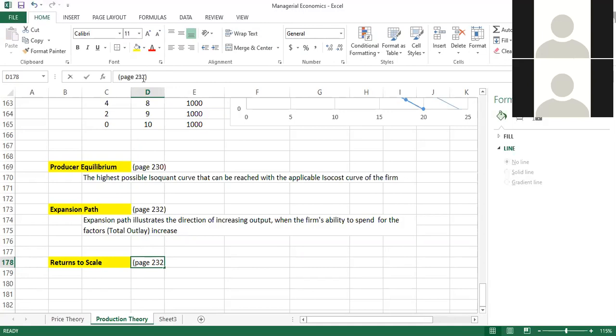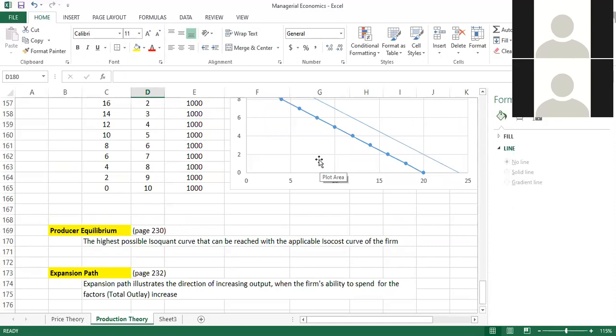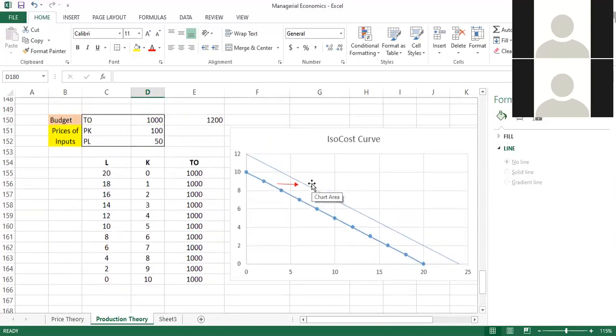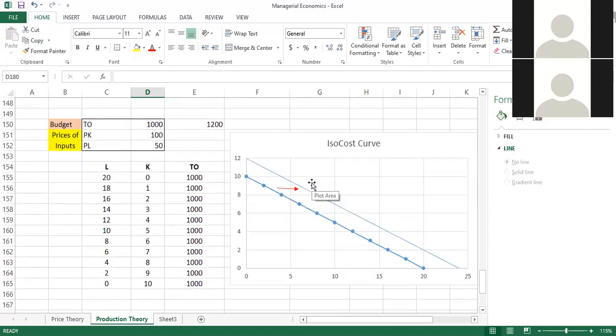Now, when we draw this expansion path, this should always go through the tangent point of each and every isocost and isoquant. Exactly, that's perfect. At that point, basically the profit maximization and the cost minimization is applicable, right?